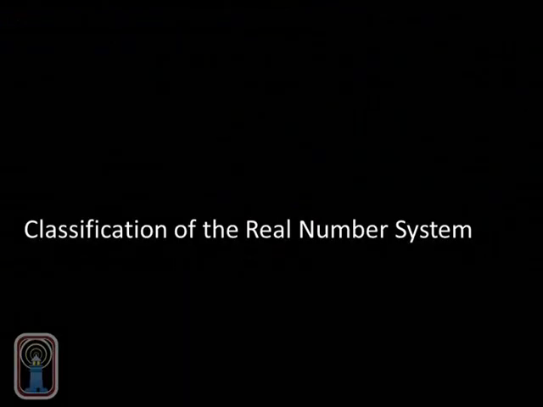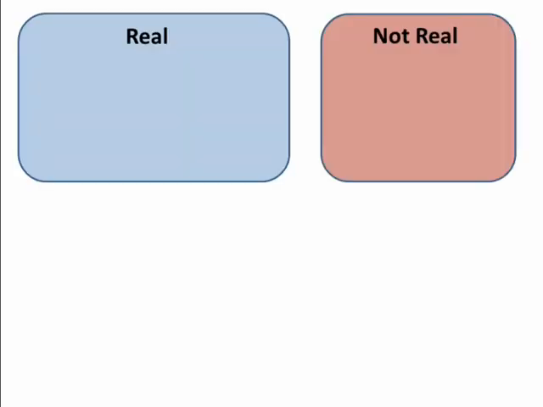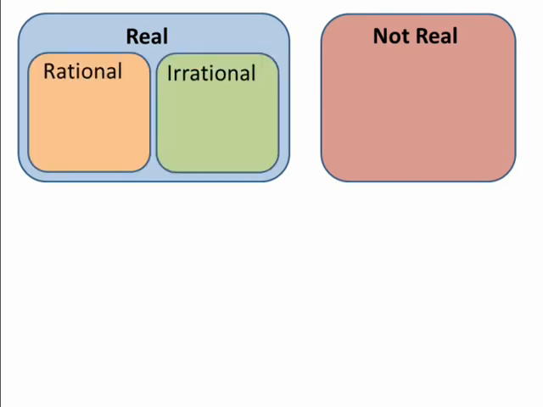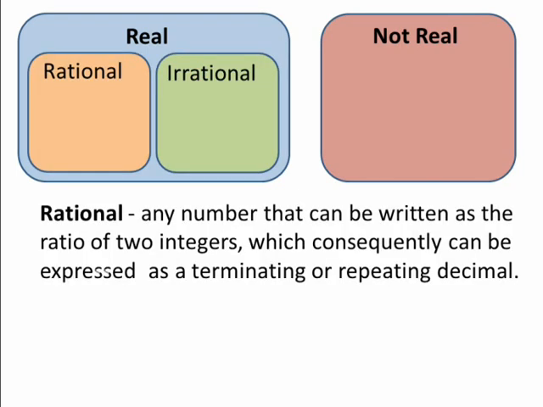Classification of the real number system. Numbers can be classified into two categories, real and not real. Real numbers can be rational or irrational. A rational number is any number that can be written as the ratio of two integers, which consequently can be expressed as a terminating or repeating decimal.